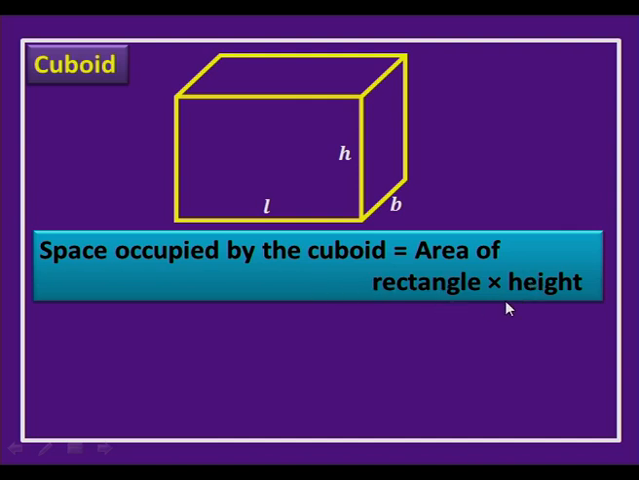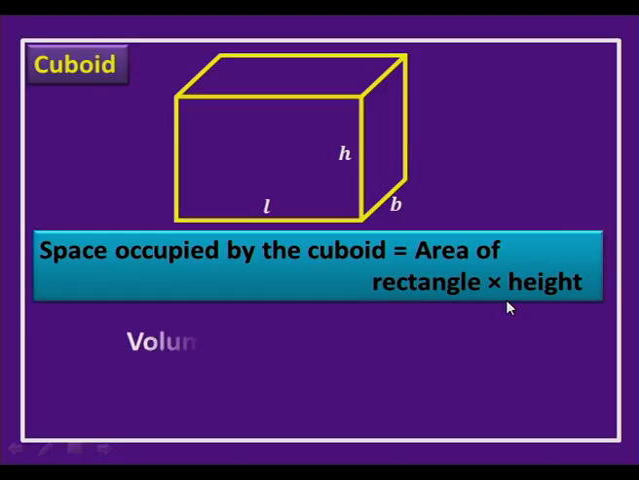We have already seen, children, the example of a notebook that we have piled, one page above the other page. So, we got a cuboid shape, right, up to a certain height h. That is why the volume of the cuboid is the area of the rectangle multiplied by its height. Okay, children.